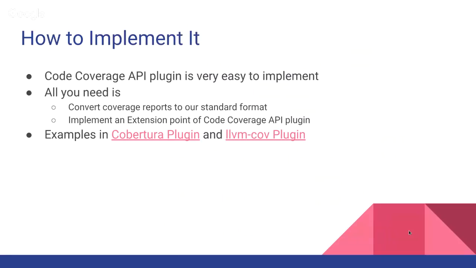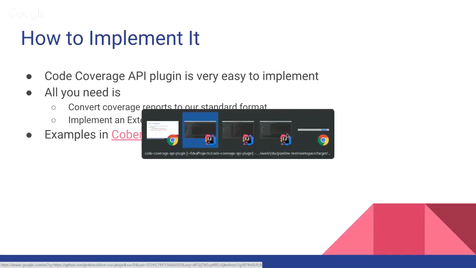So how to implement it? Coverage API plugin is very easy to implement. All you need is to convert coverage reports to our standard format, and then implement an extension point of the Coverage API plugin. You can see the examples in the Kafka plugin and the LLVM plugin. I will show it quickly for you.